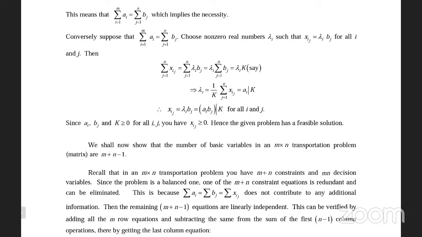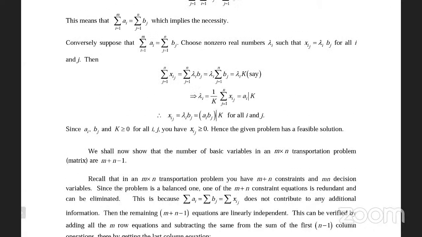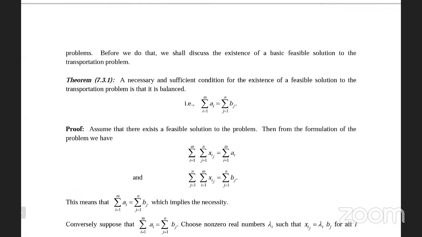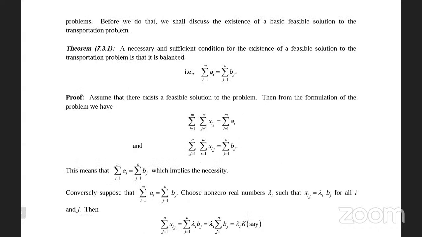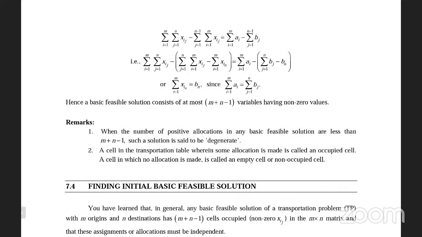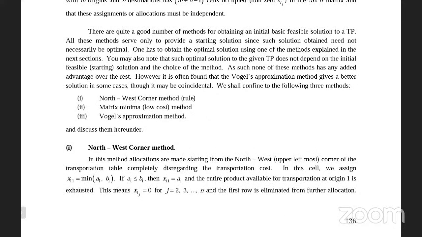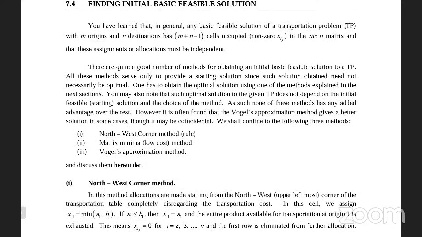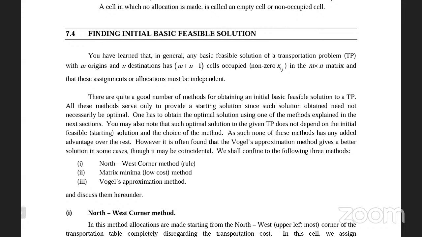Therefore, a necessary and sufficient condition that must be satisfied is that summation ai equals summation bj. That's all, up to here it's enough. Next, coming to the problem-solving point of view, finding the initial basic feasible solutions, you will ask the question.